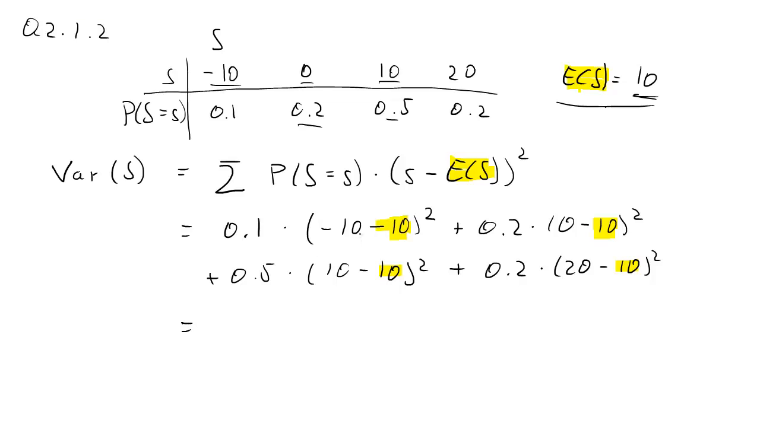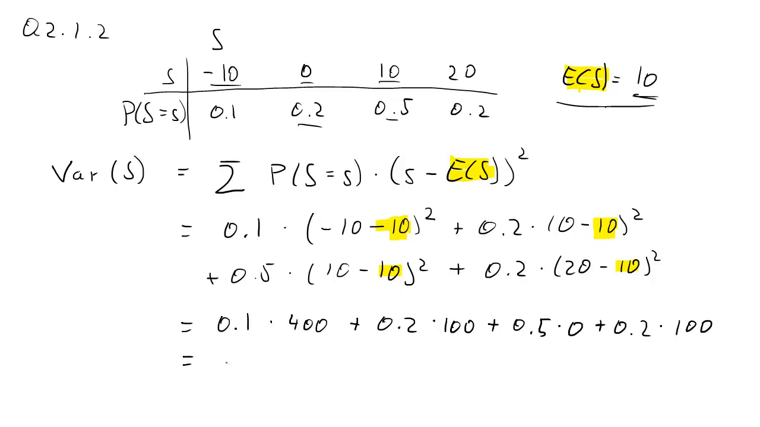So what have we got here? -20 squared is 400, so 0.1 times 400 plus 0.2 times 10 squared plus 0.5 times 0 plus 0.2 times 10 squared again. So that will be 40 plus 20 plus 0 plus 20, so that's 80. So the variance of S is 80.